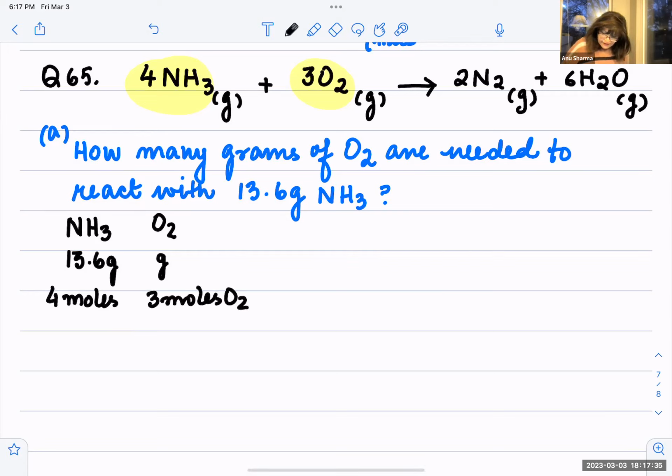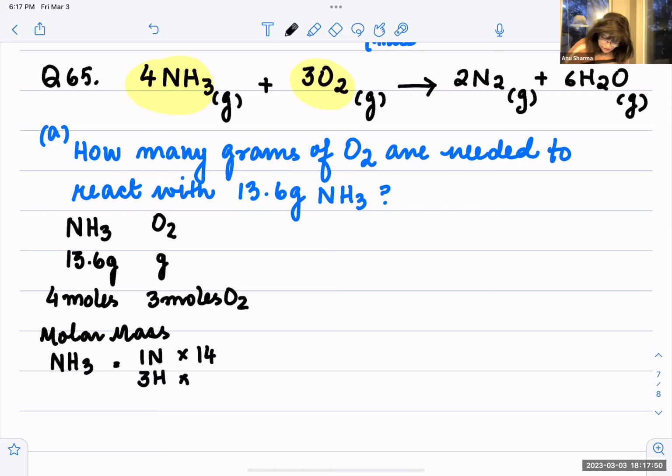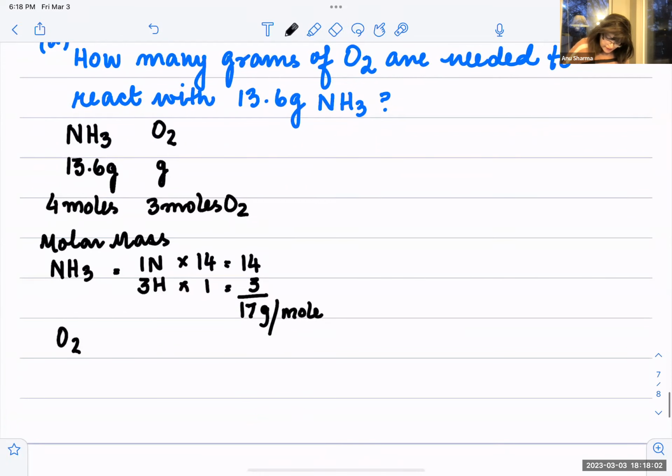And the next thing is the molar mass. Molar mass of ammonia, NH3, is 1 nitrogen, 3 hydrogens. Nitrogen is 14 and hydrogen is 1, so here you have 14 plus 3, 17 grams per mole. And oxygen, O2, is 16 times 2, that is 32 grams per mole. That's the unit for molar mass.